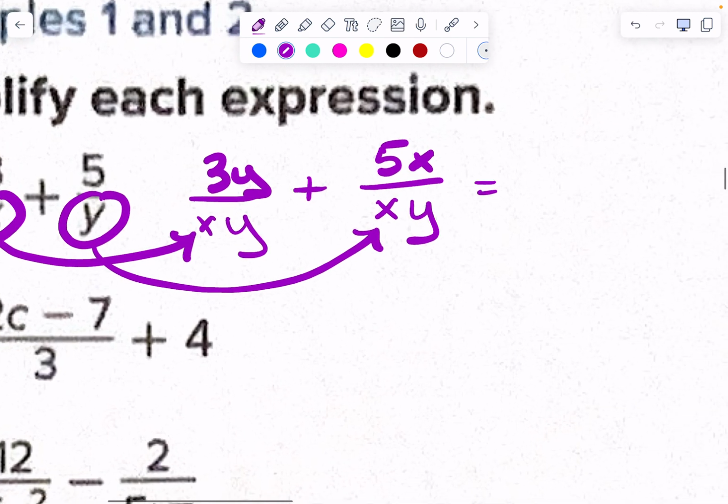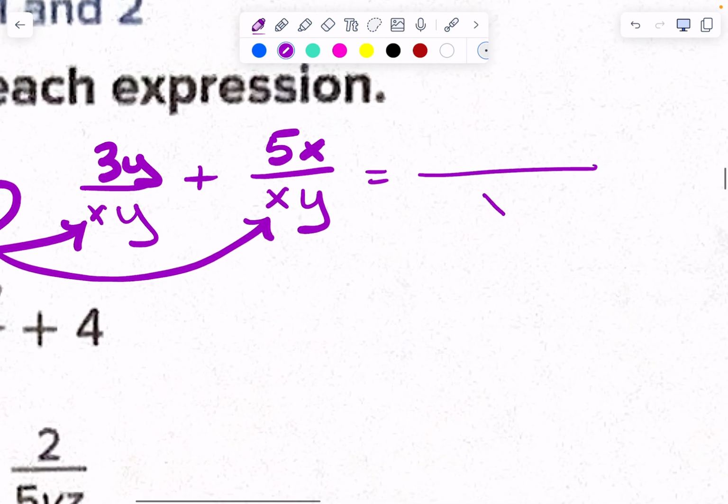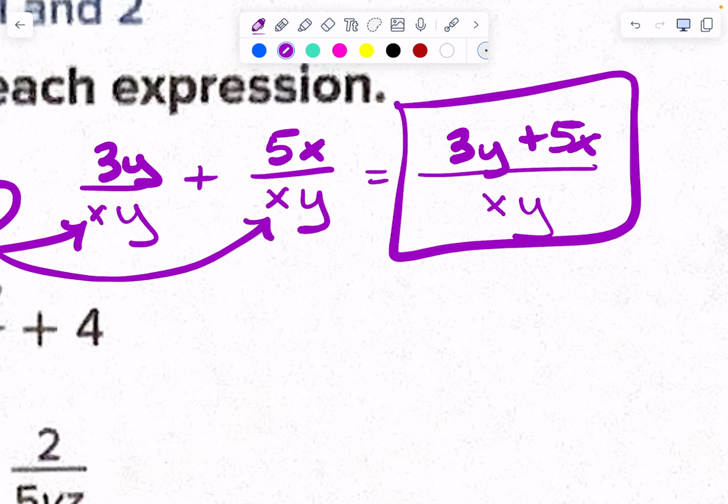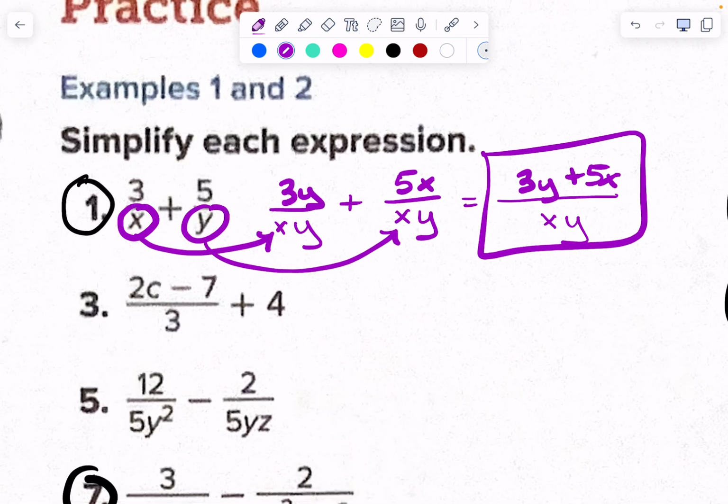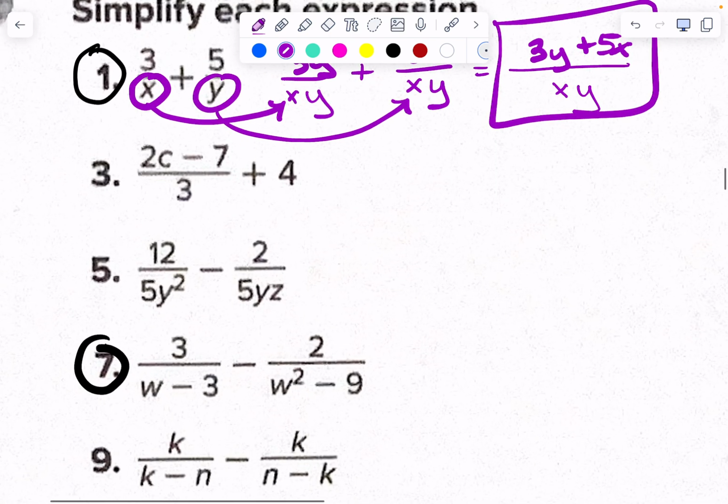Okay, now last step. My bottom is XY. I'm putting it all under one roof. Can I add 3Y and 5X together? No, so what's it look like? 3y plus 5x. That is all. Yep. You got it. Okay? Common denominator. That is all you're doing, right? That was number 1. Can we handle it? I think you can. You can do it.